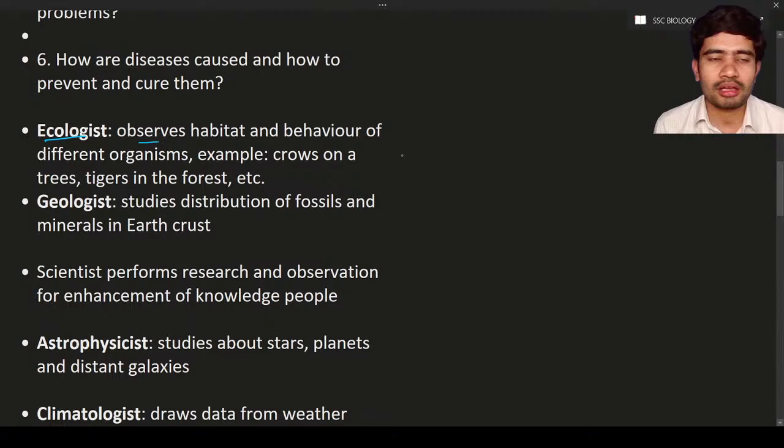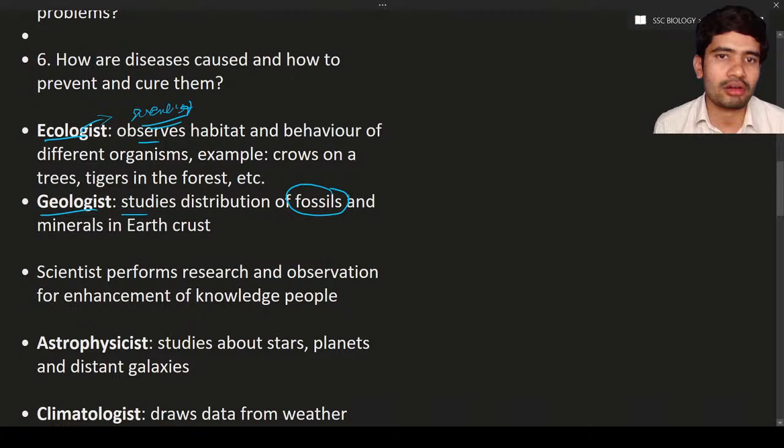Okay. So next one will be the geologist. They will study the distribution of fossils. First of all, what is meant by fossil? Fossils are the bones of ancient organisms, whether human beings, animals or anything. They all are fossils. These fossils are present in nature.